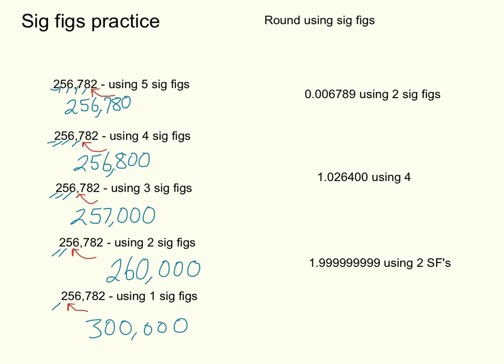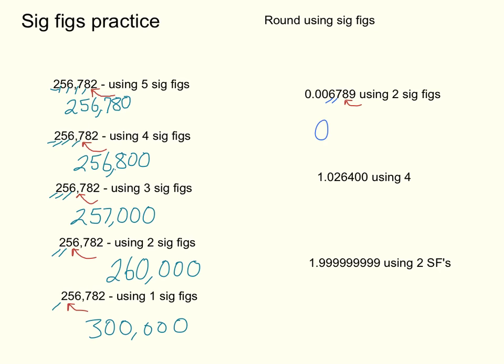Okay, just a few more examples here. On the right, we have 0.006789, and we want to round using 2 sig figs. Well, first off, let's look at these zeros in front. They're leading zeros, and so they're not significant. So we're not going to use those in our final answer. So let's look at our first few sig figs. We have the 6 and the 7, and those are the 2 that we want to round with, so we're going to use the next number in line, which is this 8, and it's going to bump that 7 up.